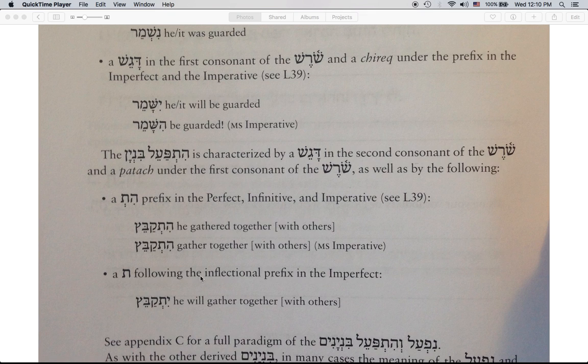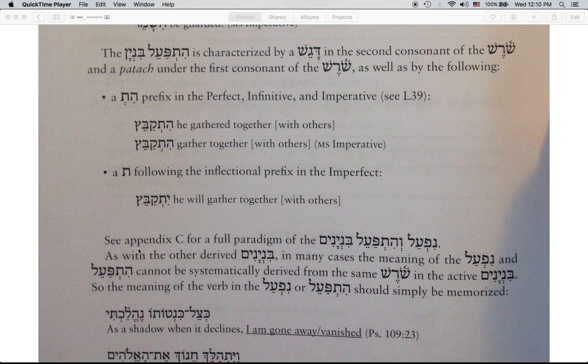The ta following the inflectional prefix in the imperfects. So what we have for the imperfect is the perfect form, except the hey is lost. You see, the hey is lost. The yod of the imperfect is added onto the front, and the hey has just simply been squeezed out. Everything else is the same. You can look at Appendix C for a full paradigm of the qal, the nifal, and the hitpael binyanim.